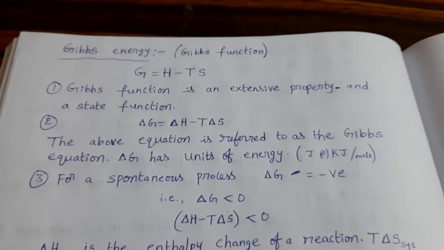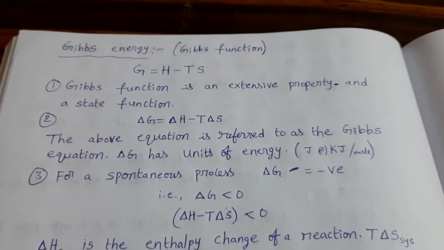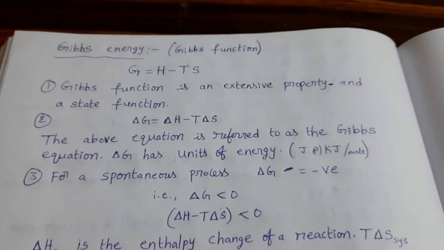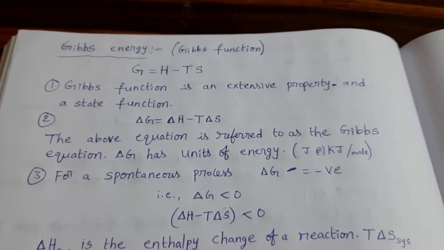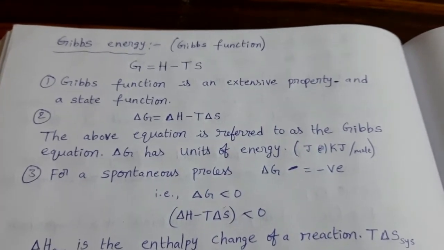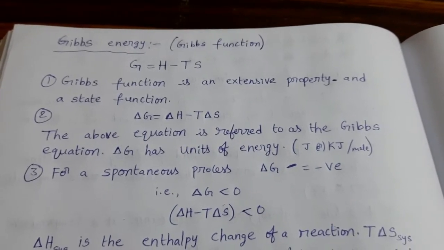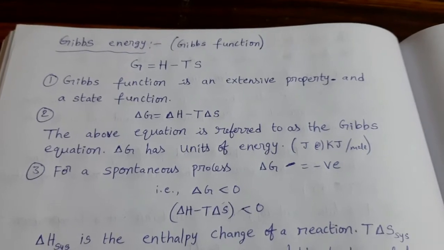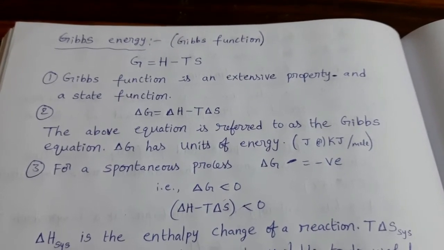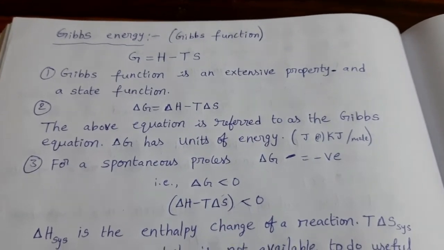Gibbs function is an extensive property. That means it depends on the size and quantity of the matter present in the system, and it is a state function. This Gibbs function depends on the initial and final state of the system. It does not depend on the path followed by the system.